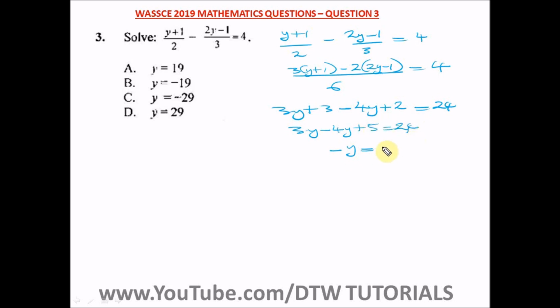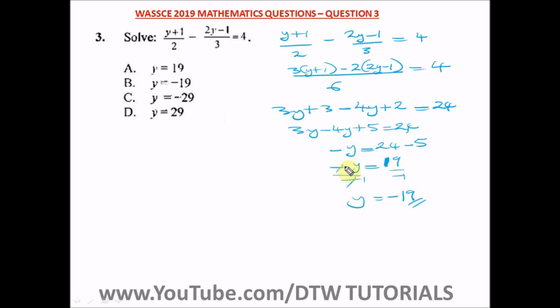Equal to, taking 5 here, we have 24 minus a positive 5 going to this side, which gives us minus 5. And what is 24 minus 5? That will give us a positive 19. So we have here minus y is equal to 19. If you divide both sides by minus 1, a minus divided by a minus 1, so this will cancel out, and y is equal to negative 19. So this is our answer.